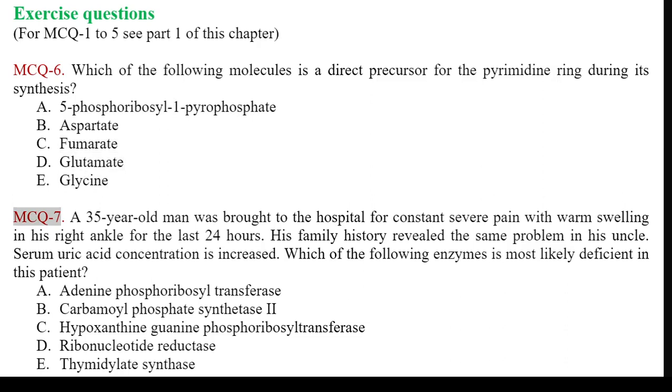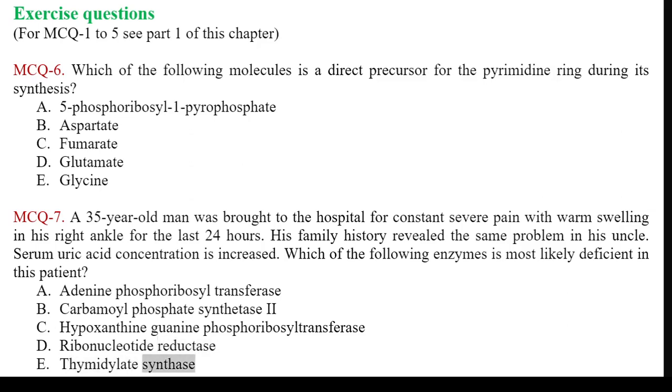Glycine. MCQ 7. A 35-year-old man was brought to the hospital for constant severe pain with warm swelling in his right ankle for the last 24 hours. His family history revealed the same problem in his uncle. Serum uric acid concentration is increased. Which of the following enzymes is most likely deficient in this patient? Adenine phosphoribosyltransferase. Carbamoyl phosphate synthetase 2. Hypoxanthine guanine phosphoribosyltransferase. Ribonucleotide reductase.